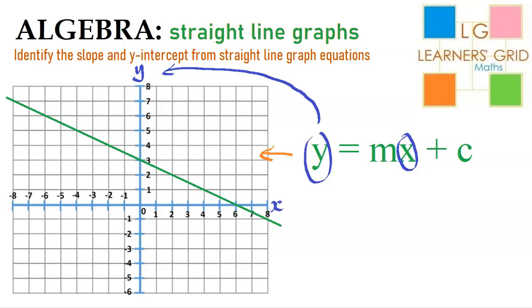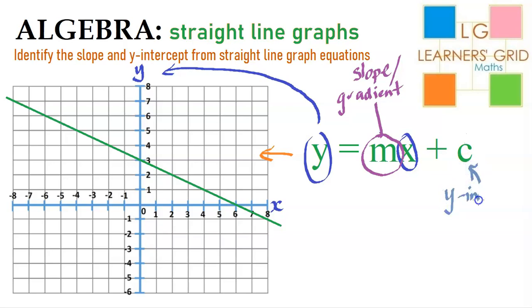So that leaves two mysterious elements to this equation, and we've got m right here, and the m stands for the value of the slope. Now, another name for slope is the gradient. So gradient and slope have the same meaning. So the last part of this equation form is here with the letter c, and that stands for the y-intercept. And I'm going to explain that very, very shortly as well.